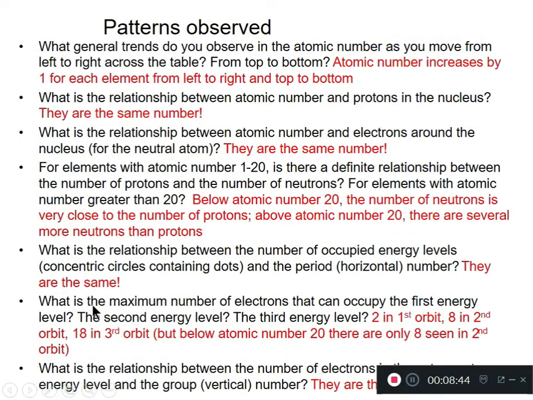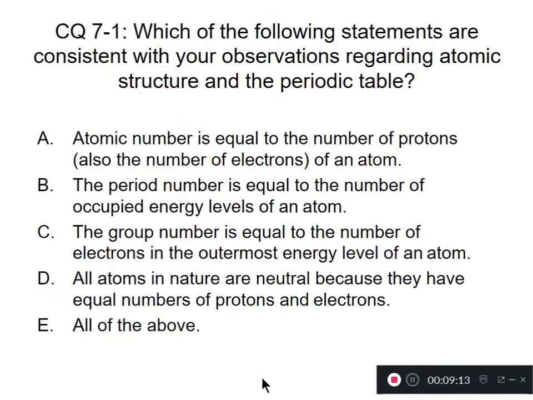So the maximum number of electrons, I can have 2 in the first orbit, 8 in the second orbit, 18 in the third orbit, but below atomic number 20, there's only 8 seen in that third orbit. And the relationship between the number of electrons in the outermost energy level and the group number is that they are the same. So I can make a prediction about how many electrons are in that outermost orbit based on what group number it is.